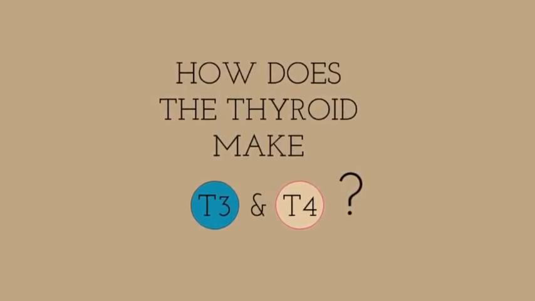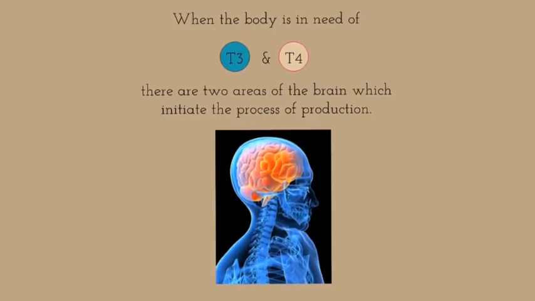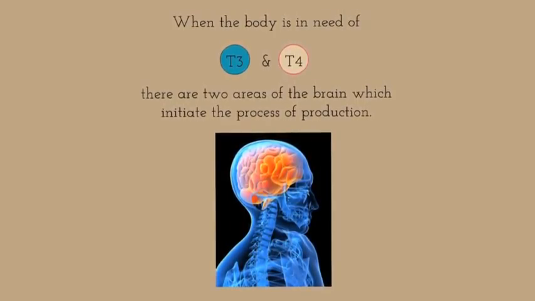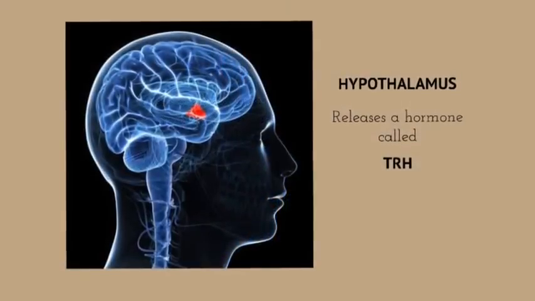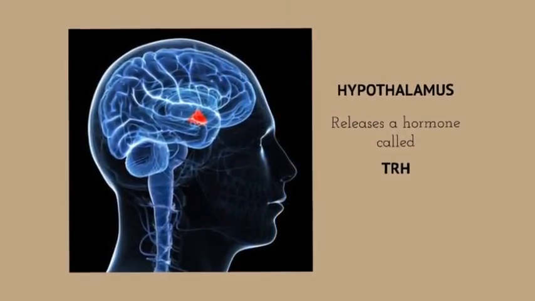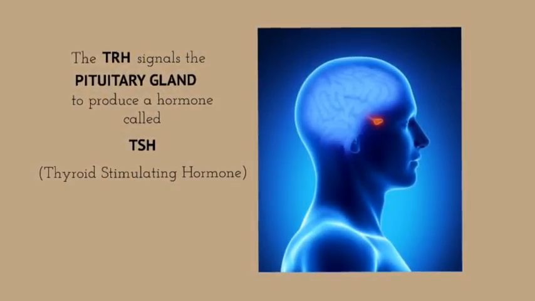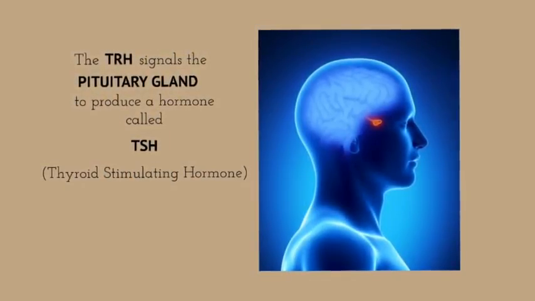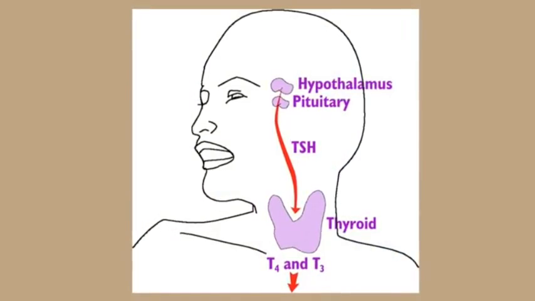How does the thyroid make T3 and T4? When the body is in need of T3 and T4, there are two areas of the brain which initiate the process. The hypothalamus releases a hormone called TRH. The TRH signals the pituitary gland to produce a hormone called TSH. The TSH signals the thyroid to make hormones.